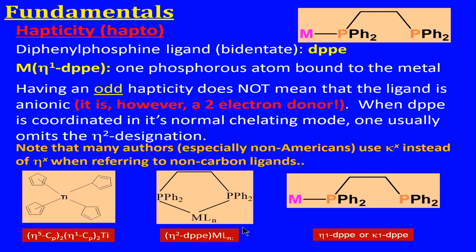Notation of hapticity. Consider this structure: M-phosphine. The ligand is PPh2CH2CH2PPh2. So the ligand is DPPE, diphenylphosphine ethane, and this is a bidentate ligand. A bidentate ligand means it can be bound to M by one P center or from the two P centers.